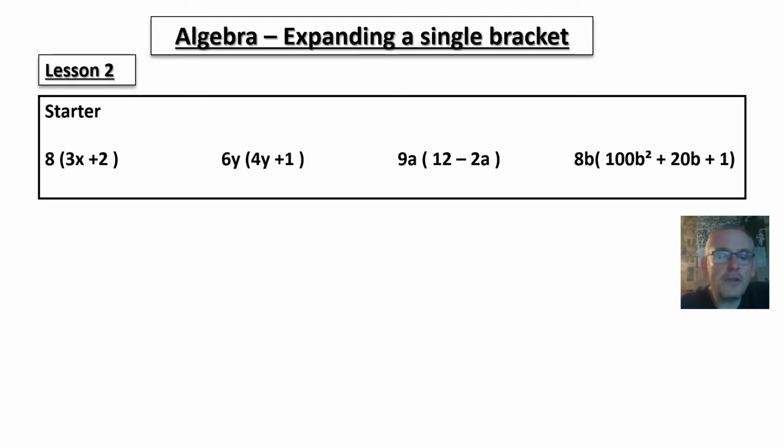Remember that you take the number on the outside and you multiply it by the term on the inside and the other term. So you multiply both terms, so you should still be seeing a plus there, and so on. Okay, have a go at that.